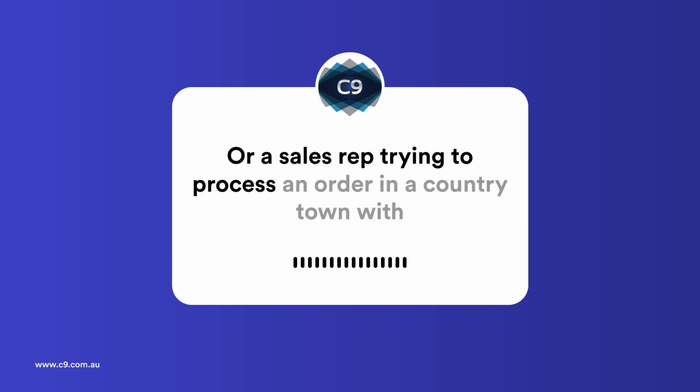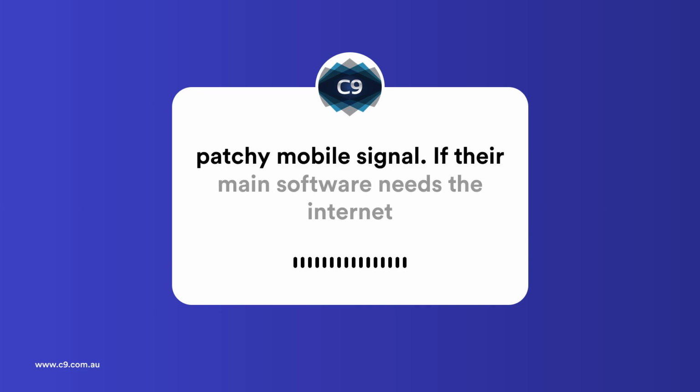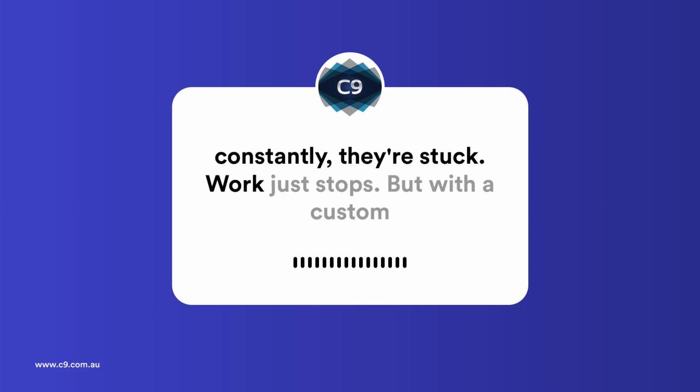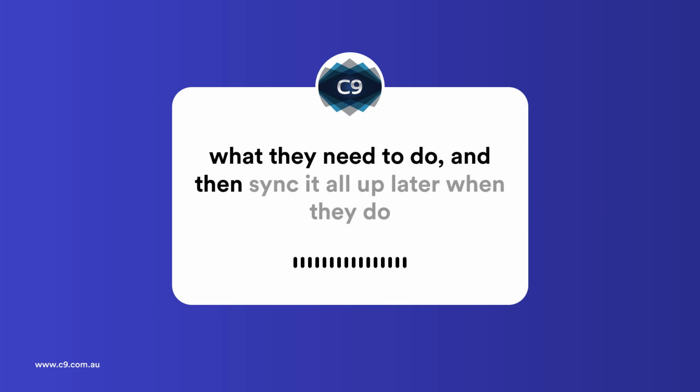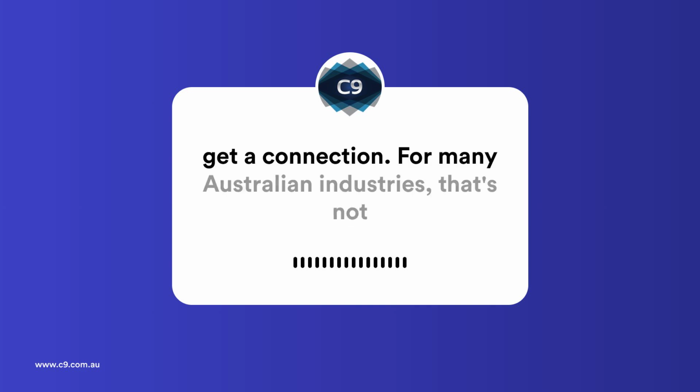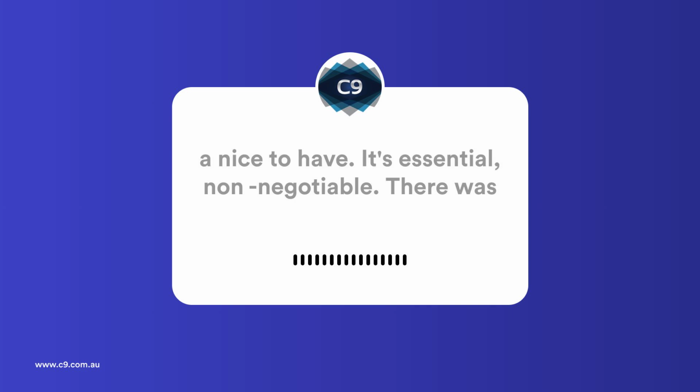Or a sales rep trying to process an order in a country town with patchy mobile signal. If their main software needs the internet constantly, they're stuck. Work just stops. But with a custom desktop app, they can carry on, access data, log information, do what they need to do, and then sync it all up later when they do get a connection. For many Australian industries, that's not a nice to have, it's essential, non-negotiable.